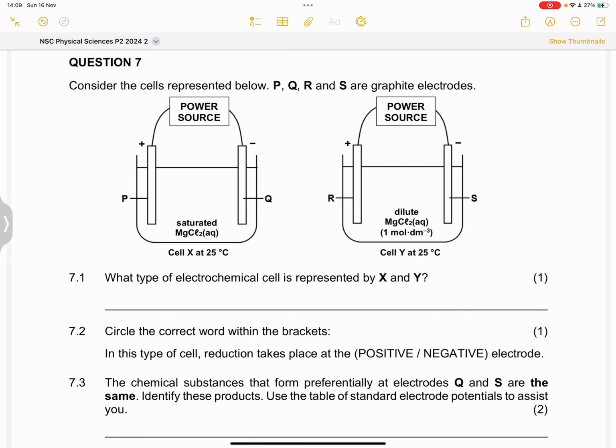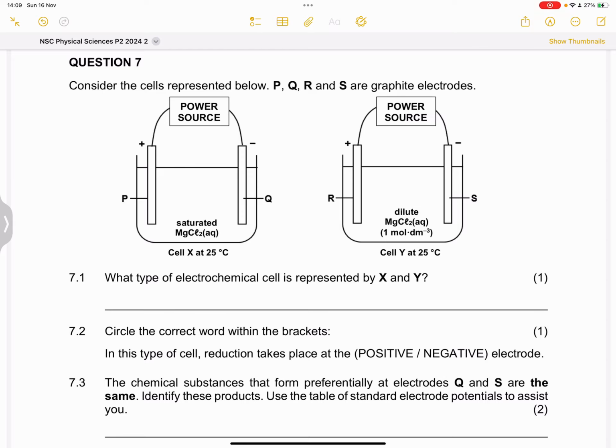And this time, we're looking at question number 7. As I said, this question paper was recommended by Naledi, who has asked us to answer these questions. So let's get right into it. They say to us, consider the cells represented by P, Q, R, and S, which are graphite electrodes. Definitely this is an electrolytic cell, right?